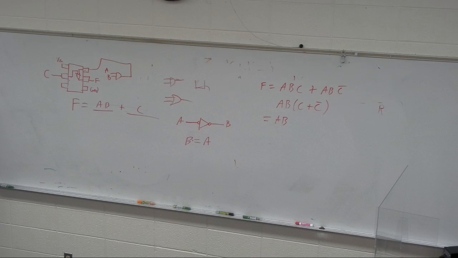You should know the difference between sum of product and product of sum expressions, and be able to draw simple gate circuit architectures. So if I give you F equals ABC or AB not C, you should be able to draw that using gates. That's more or less all of it, it looks like.